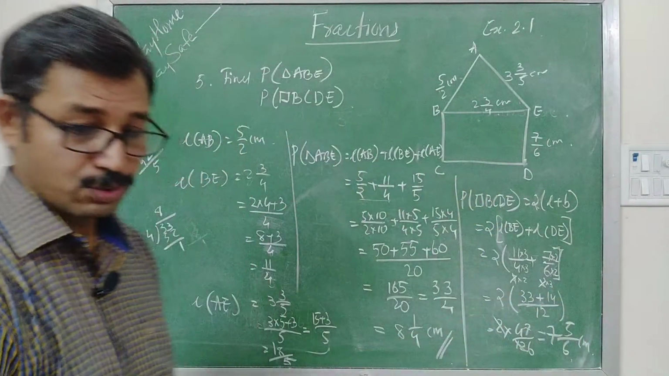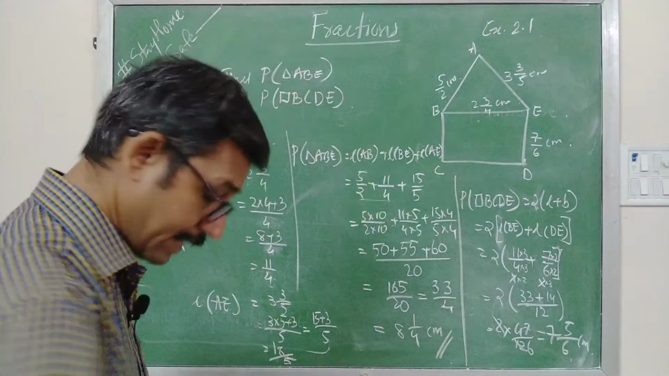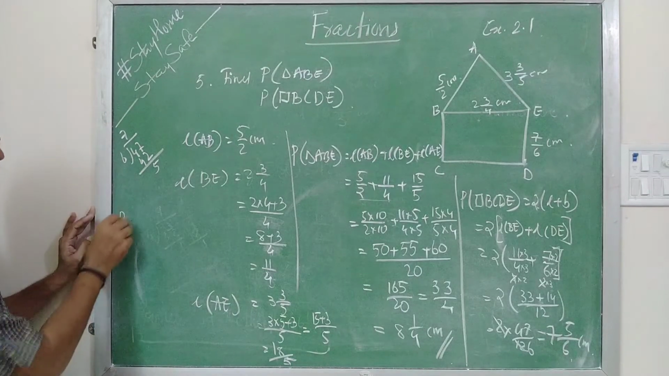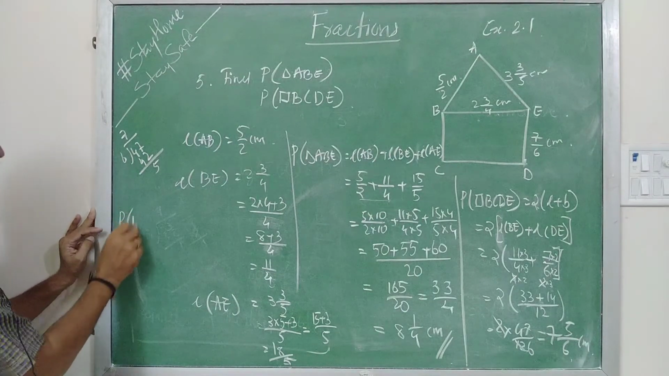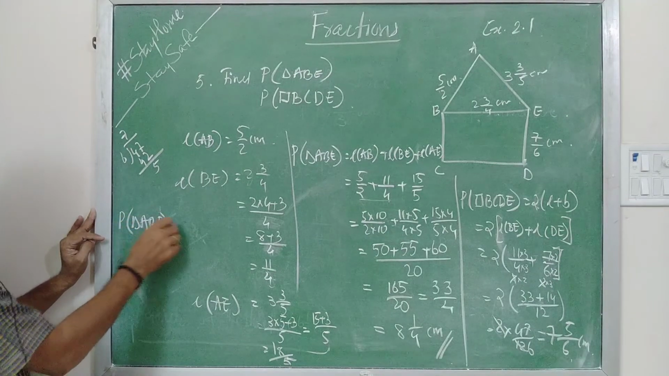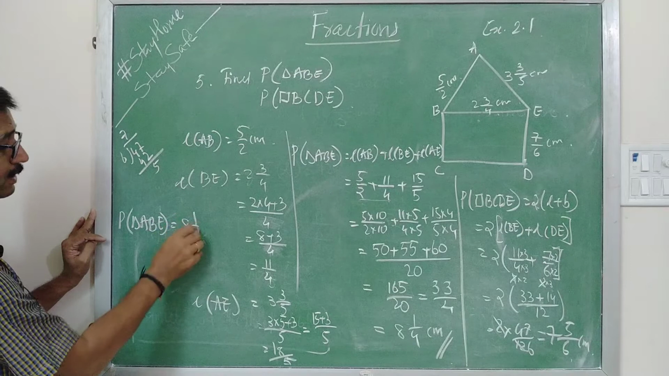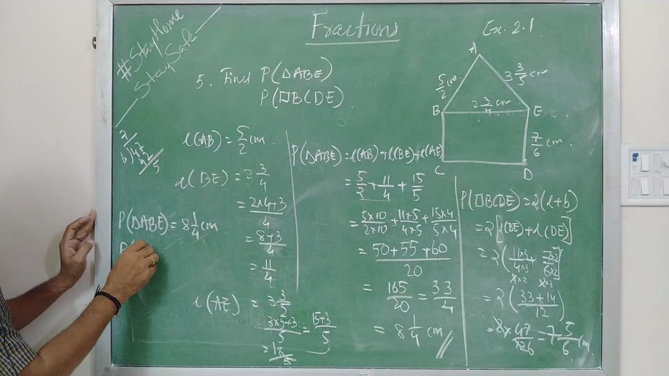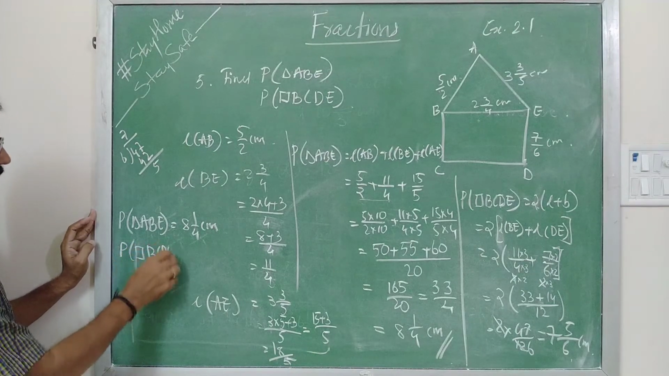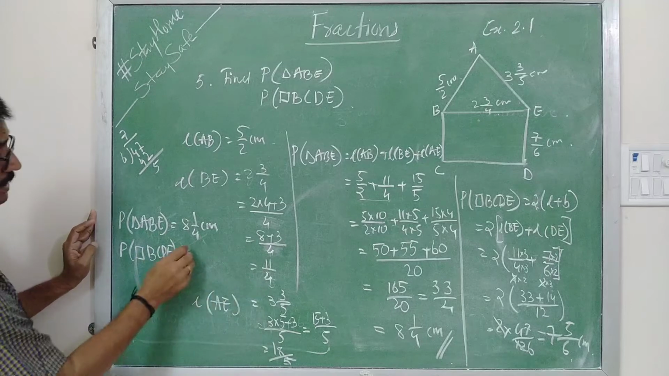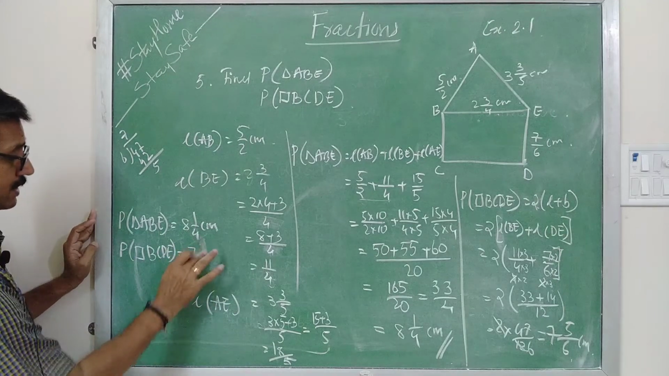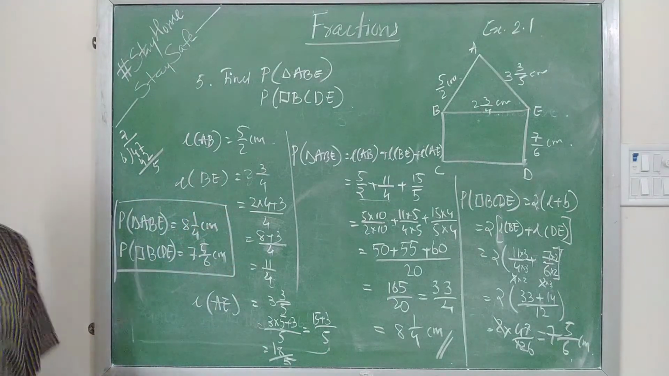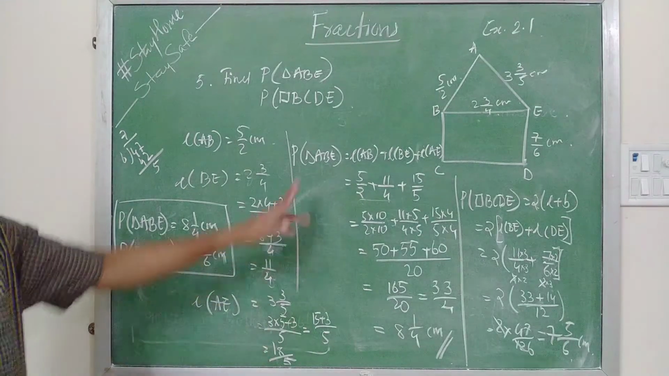All of you here? Okay, so now we can write the final answer. I am going to write the final answer here. The perimeter of triangle ABE is 8 integer 1 upon 4 centimeter, and the perimeter of the rectangle BCDE is 7 integer 5 upon 6 centimeter. Sure, this is the final answer. Sure, friends, understood?